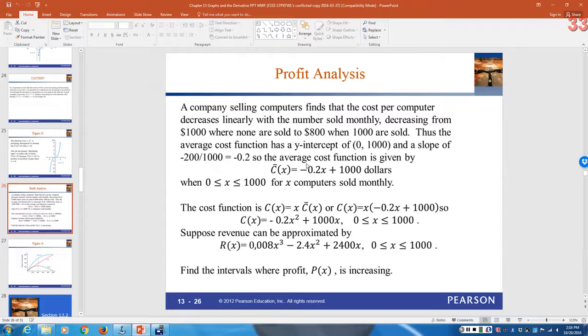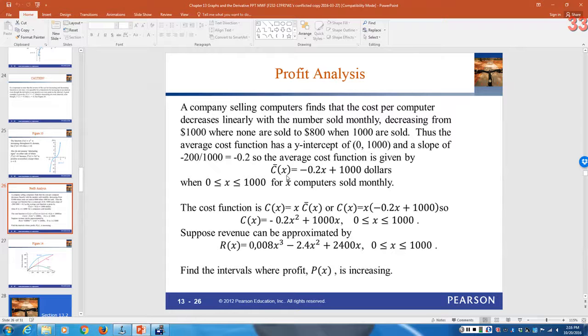A company selling computers finds that the cost per computer decreases linearly with the number sold monthly. It decreases from $1,000 when none are sold to $800 when 1,000 are sold. And it's a linear decrease, so that means it's a constant decrease. So the average cost function has a y-intercept of 0, 1,000, because when you do C of x over x and plug in 0, you're going to get 1,000. And it has a slope of -200 over 1,000 because the decrease in price from 0 to 1,000 is down $200. So that is a -0.2.